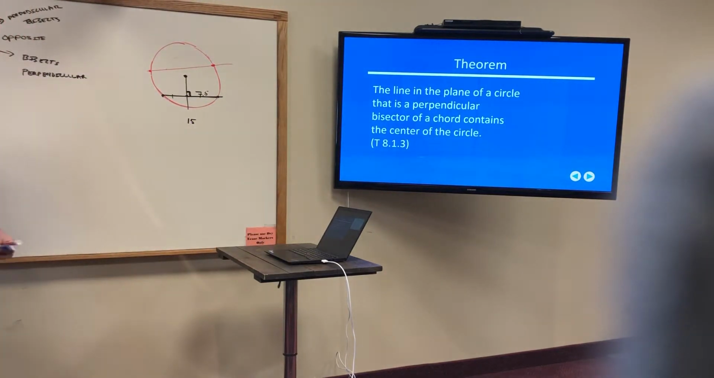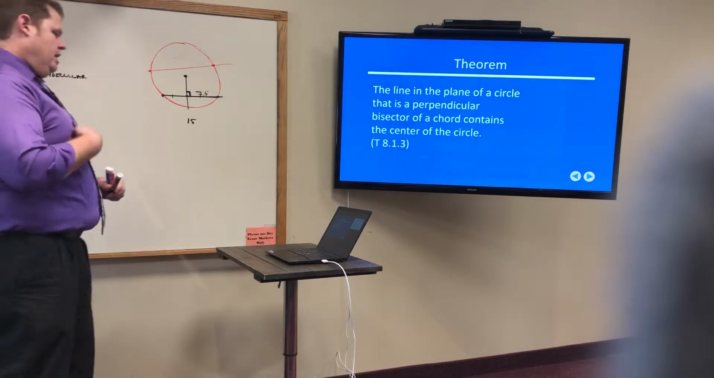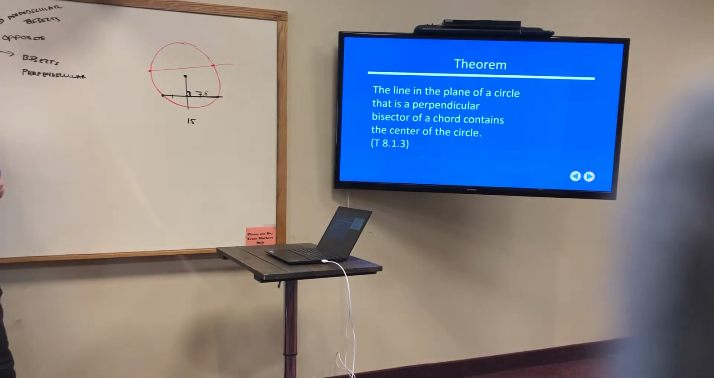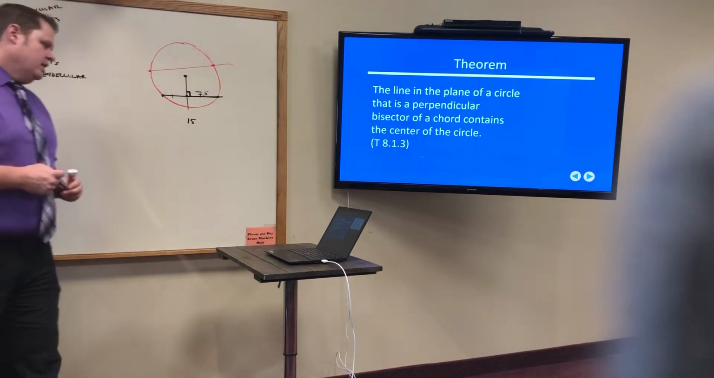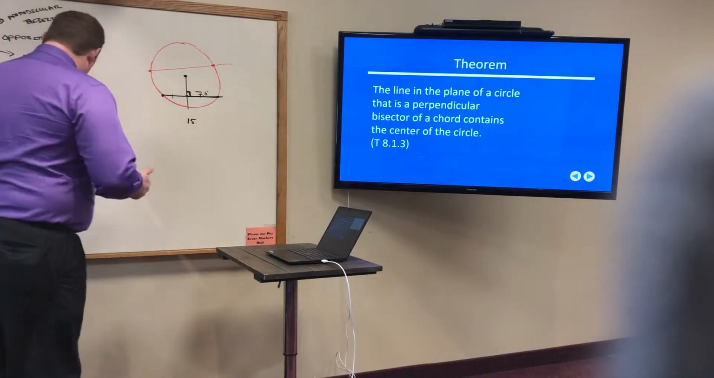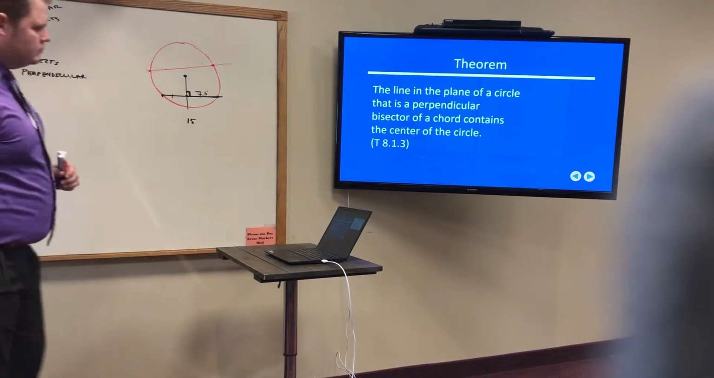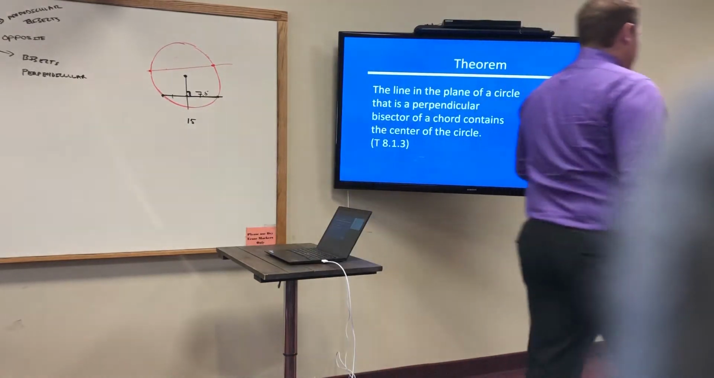8.13. This is the line in the plane of a circle that is the perpendicular bisector of a chord contains the center. Alright, so this is a little bit different. And what we'll do is I'll show you here.